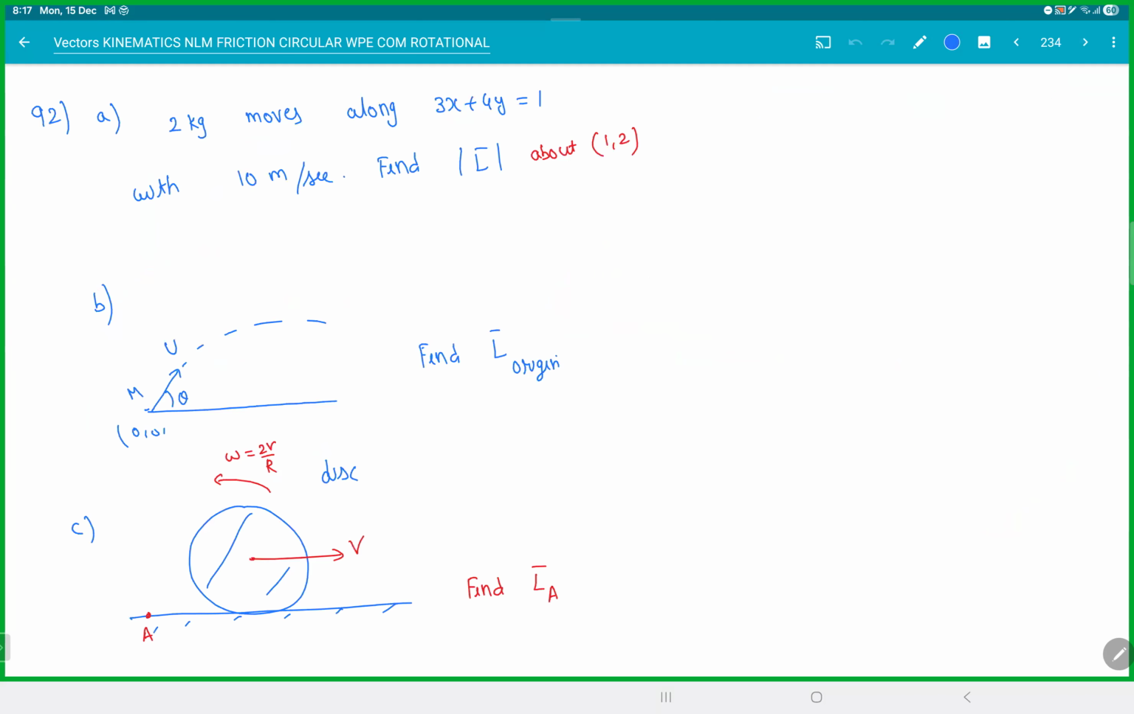Conceptually, you can handle it. Next thing, a 2 kg particle moves along 3x plus 4y plus 1 with 10 meter per second. Find angular momentum about (1, 2). A particle is projected with u and theta. Find L bar about the origin at time t. We have a disk rolling on a floor with v and omega. Find angular momentum at point A.